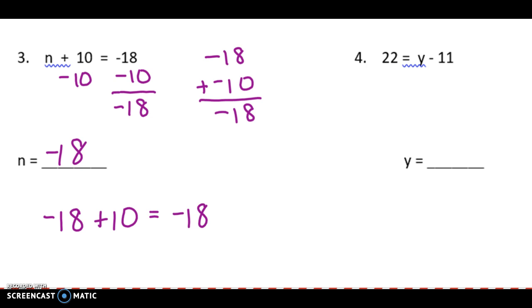All right, number 4. Just because the letter's on the right side, it doesn't matter. Same process. I want to get the letter by itself. I want to isolate the y. So I need to get rid of minus 11 by doing the opposite, or inverse, and adding 11. So I'm going to add 11 to both sides. 22 plus 11 equals 33. Y is by itself. And then the answer is just turned around. And if I plug it back in, 33 minus 11 does equal 22.